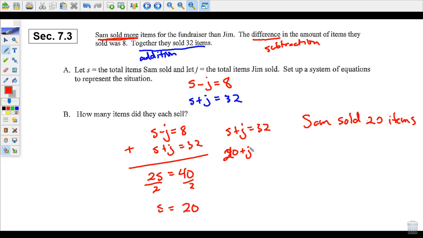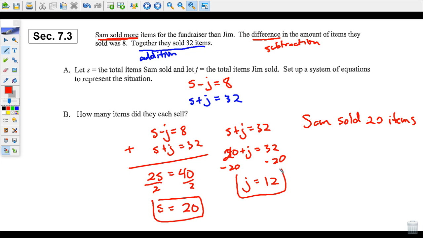20. Let's make this 20. 20 plus J equals 32. That's much better. My mistake. 32 minus 20 is 12. So Sam sold 20. Jim sold 12.